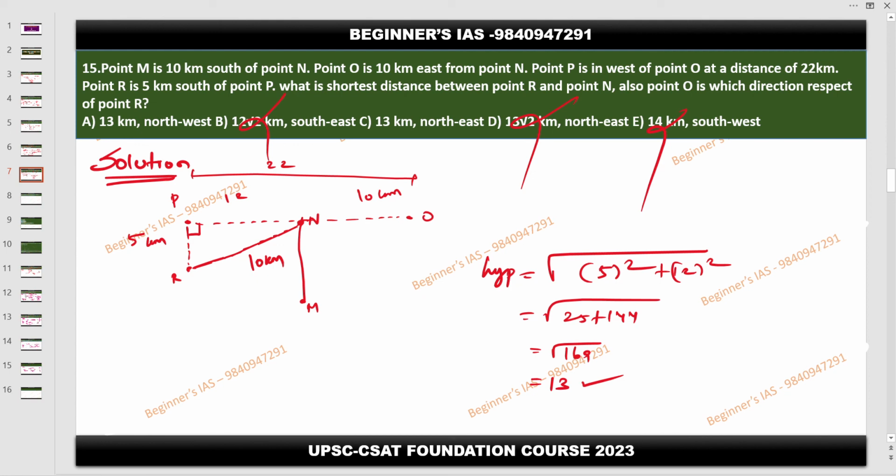Also, point O is in which direction with respect to R? With respect to R, which direction is O? Northeast. Understood? This is R, this is O. Therefore northeast. Answer is C, 13 kilometer northeast. Anybody having a doubt here?